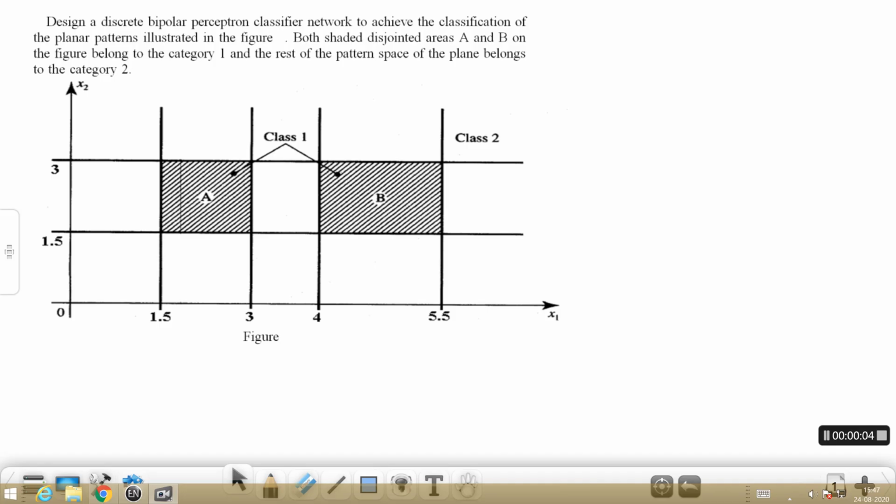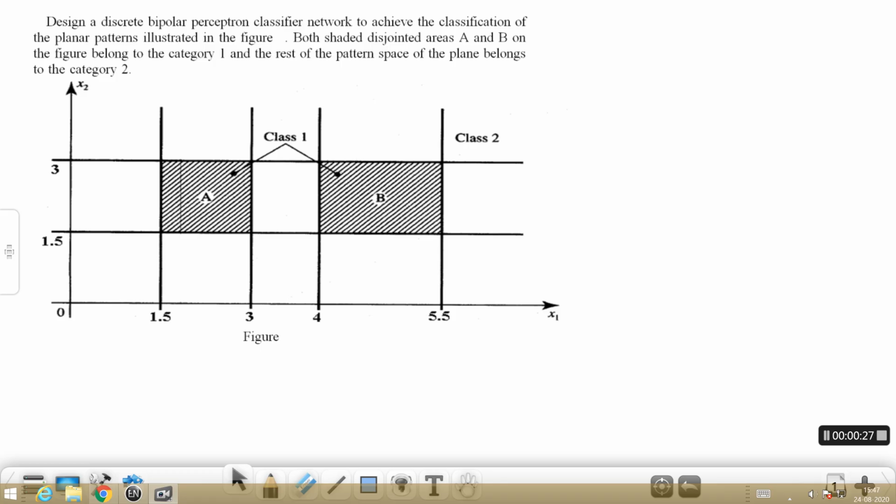Okay, let's have a look at this problem. Design a discrete bipolar perceptron classifier network to achieve the classification of the planar patterns illustrated in the figure. Both shaded disjointed areas A and B on the figure belong to category 1 and the rest of the pattern space of the plate belongs to category 2.